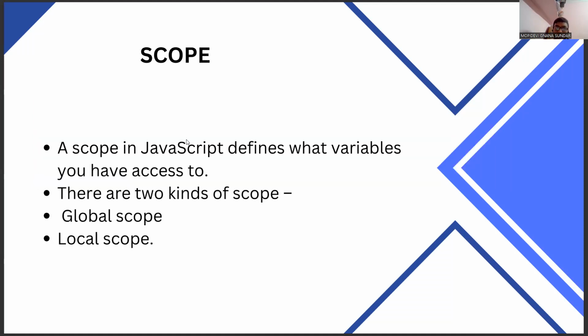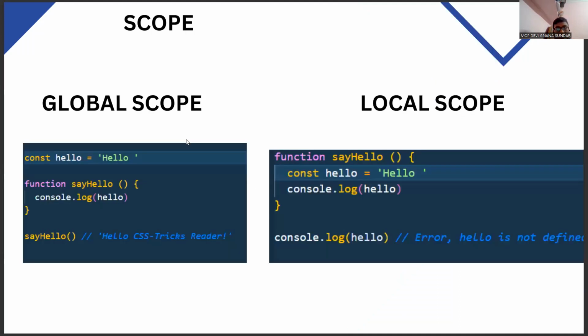Next, what is a scope? A scope in JavaScript defines what variables you have access to. There are two kinds of scopes: global and local scopes. I'll give an example for each and show the differences. Here you can see I have created a constant hello outside the function as a global, which you can use anywhere in the code. So here hello can be printed inside the function as well as outside the function.